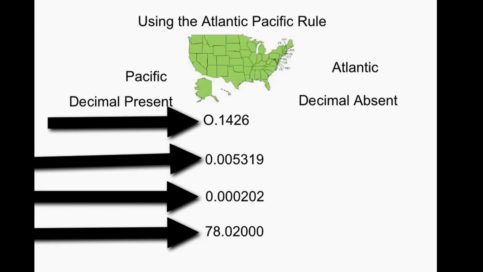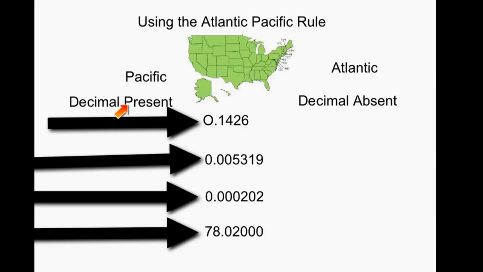An easy way to remember how to count significant figures is to use something called the Atlantic and Pacific rule. Imagine that you have the United States here. And the Atlantic Ocean is on this side, the Pacific Ocean is on that side. Now we're going to use the first letter of the names of the oceans to remember our device here. So P, Pacific, we remember if there's a decimal present.